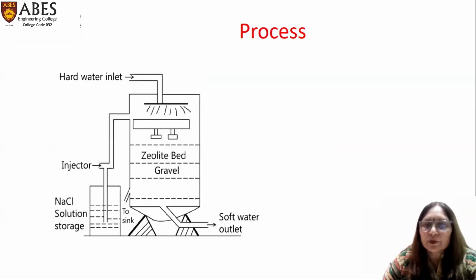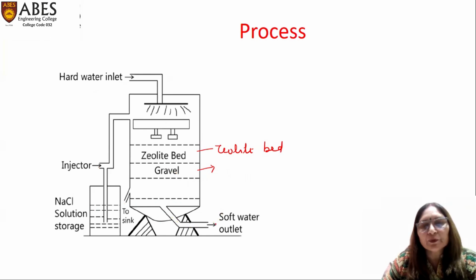Now coming to the process of zeolite. This is the diagram of the zeolite method. This is the inlet for pouring the hard water, and this is the zeolite bed. And this is the gravel. Why are we using this? Because of slowing down the speed. And this is the injector. And here we have one more outlet for the soft water.